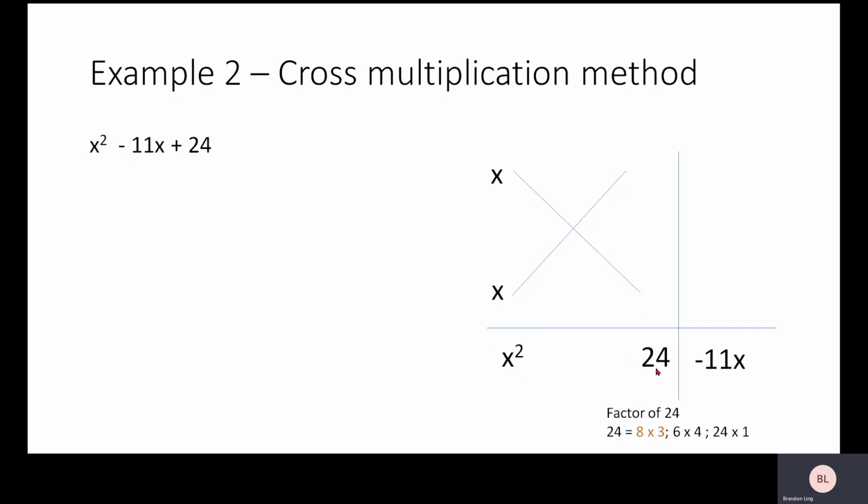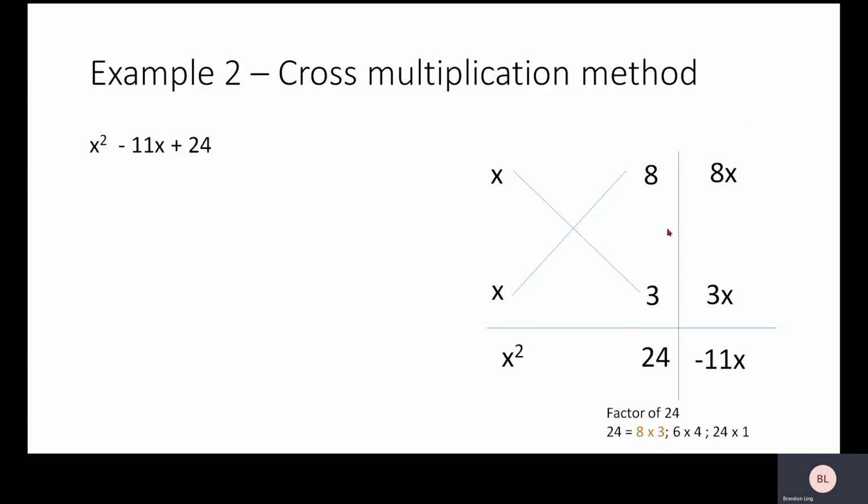And the next one is 24. We need to think of factors. Factors of 24: 24 equals 8 times 3, or 6 times 4, or 24 times 1. In this case, I'll be choosing 8 times 3. Now we need to cross multiply these 2 numbers. 8 times x, you get 8x here. 3 times x, you get 3x here.